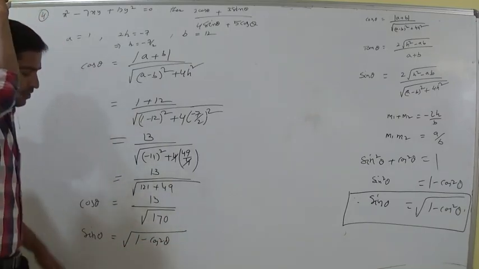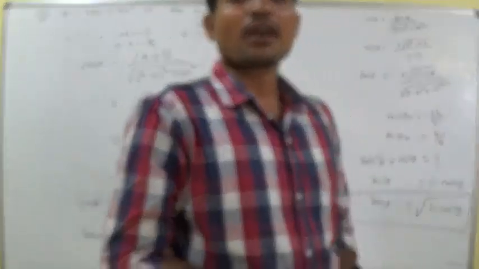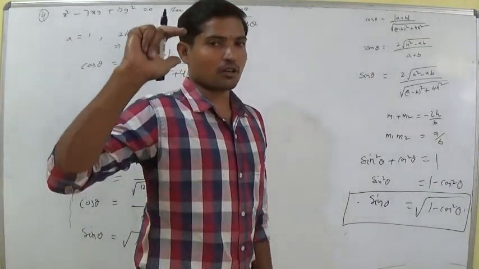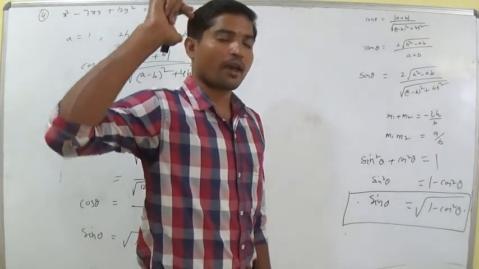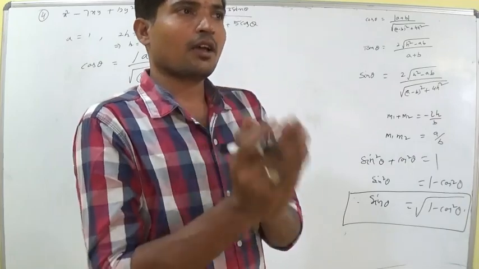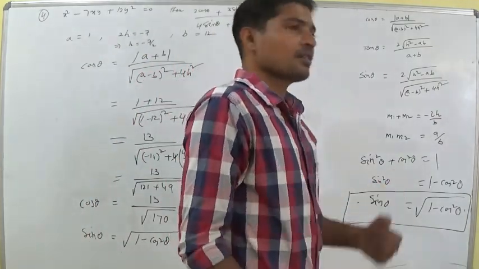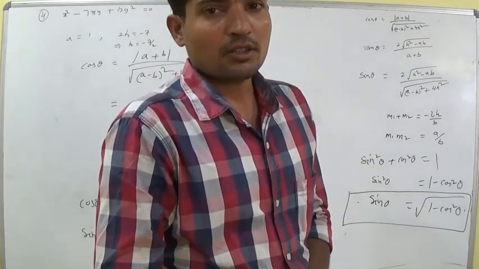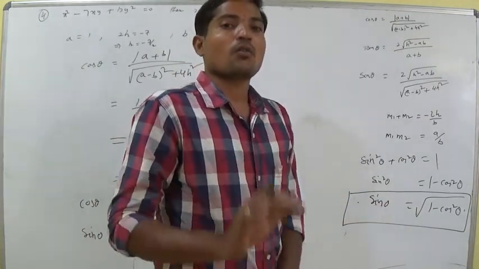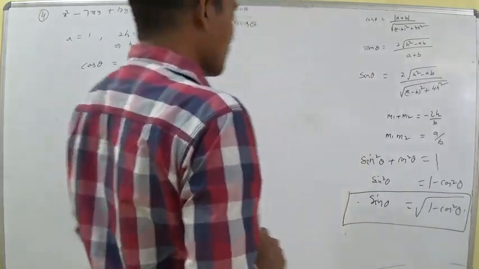Understanding the difference between the two formulae, one is sin theta is equal to 2 into square root of h square minus ab by square root of a minus b whole square plus 4h square. So we are leaving that and we are using this identity. That identity is sin theta is equal to square root of 1 minus cos square theta.